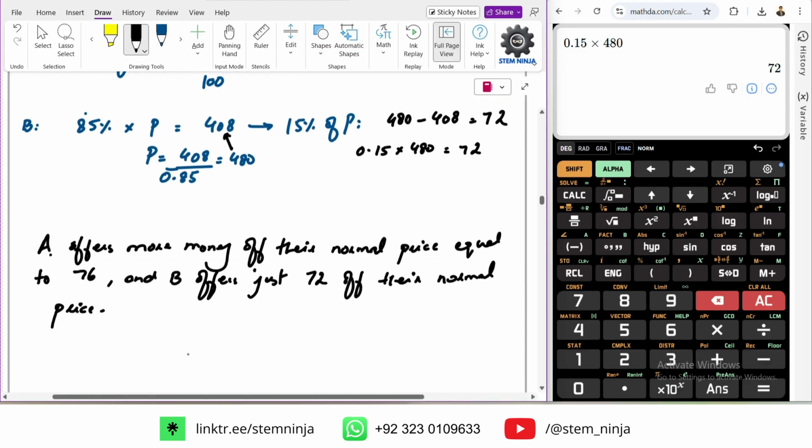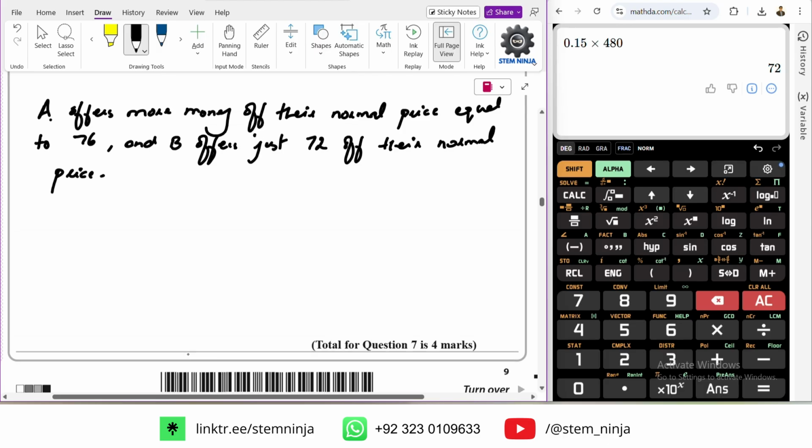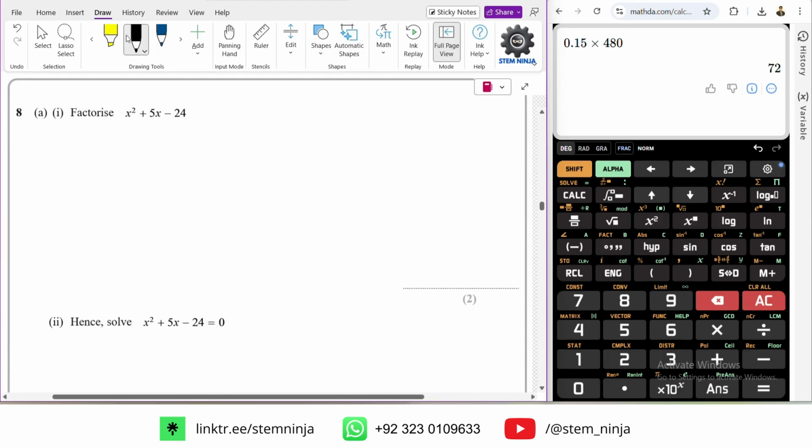Okay, right, and that's it for question number 7. Let's move on to the next one. Question number 8. Factorize x squared plus 5x minus 24.